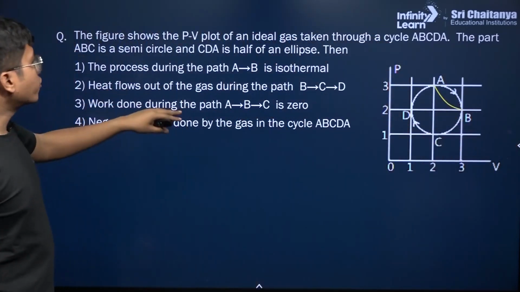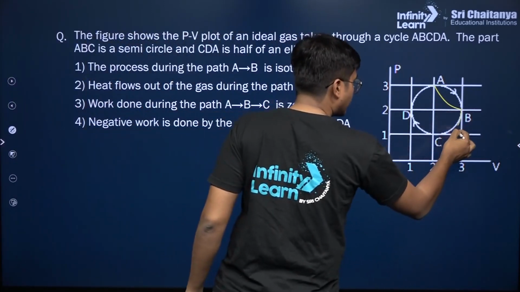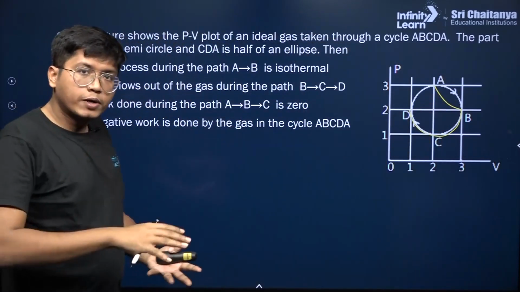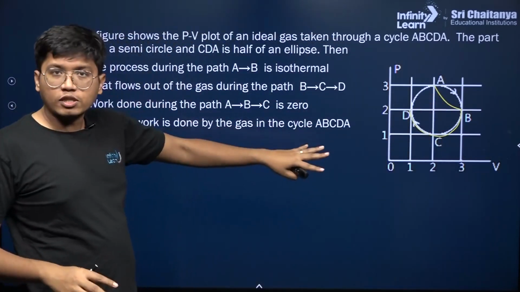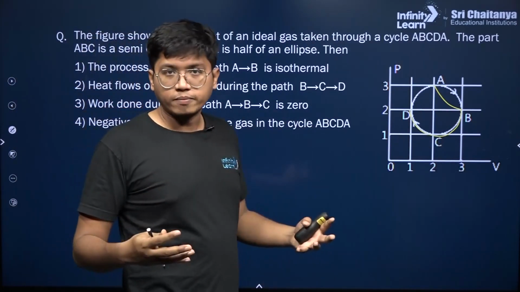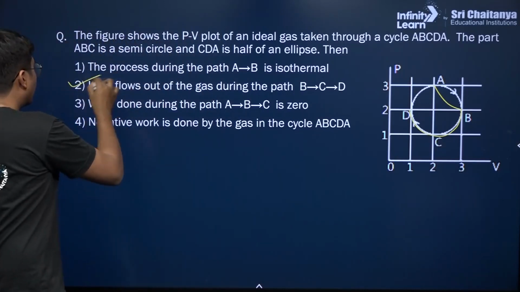Second, heat flows out of the gas during the path BCD. So this is the correct statement because here actually the volume is reducing, which means it's being compressed. And since it's not isothermal, you know that eventually it's going to give off heat, right? Heat is going to flow out of the system. So this is our correct statement.